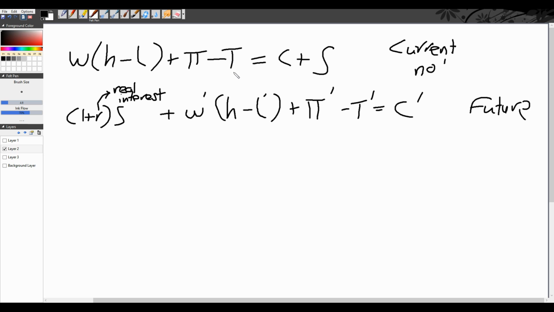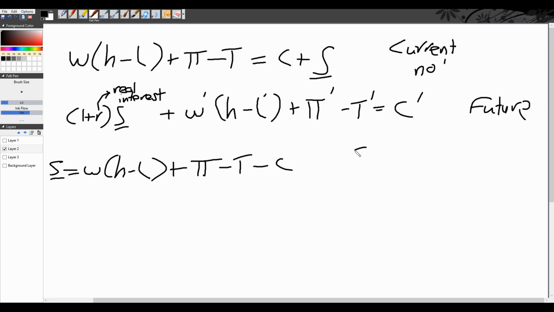So kind of the obvious move here is S. S is common in the future and the current, and we're going to use that S as a bit of a chain to sort of link the two up, if you will. So I'm going to rearrange current here. It's quite straightforward, hopefully. So it's just savings equals H minus L plus I minus T minus C. So I'm going to bring this value of S, so this is from current.